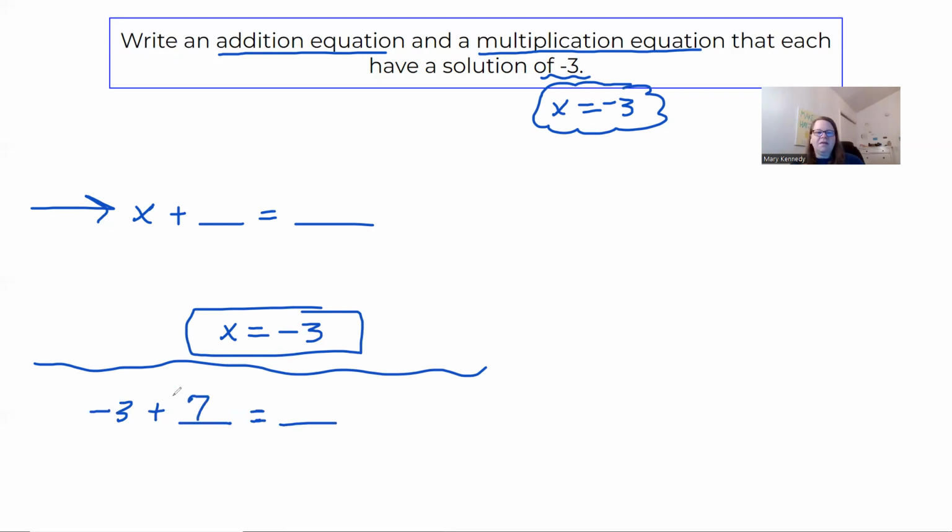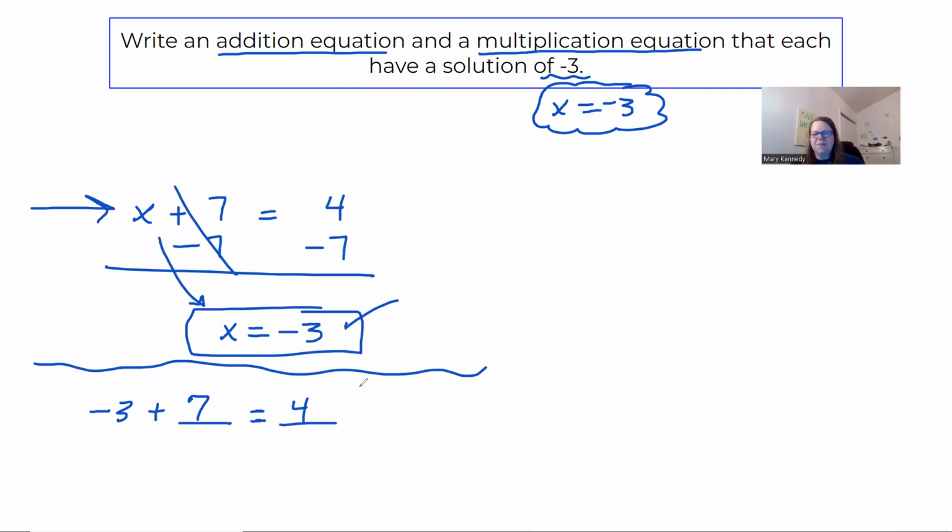Well, -3 plus 7, that's the same as 7 minus 3, which is 4. So if I put x plus 7 equals 4 up here as my equation, let's check and see if that really gives us -3. We would subtract 7 from both sides. Let me erase the blanks that I drew so it's not confusing. That would leave me with x equals 4 minus 7, which is -3. Yep. So x plus 7 equals 4 is an addition equation where the solution is -3. It's not the only one. There are many, many answers here.